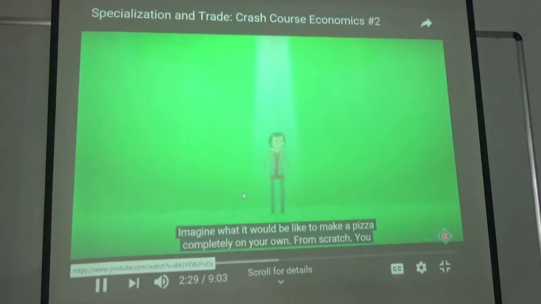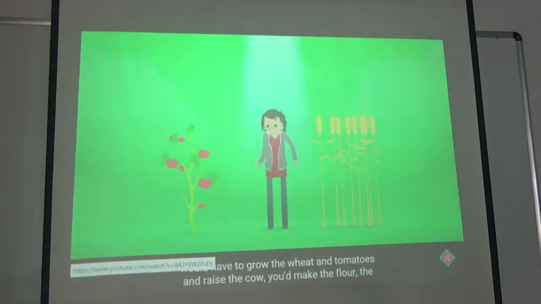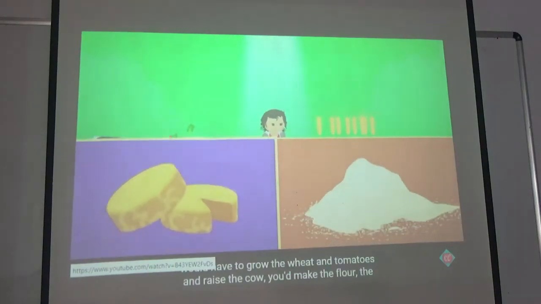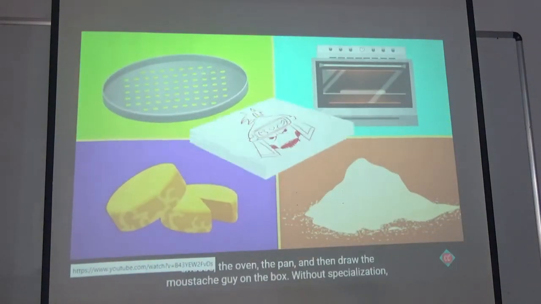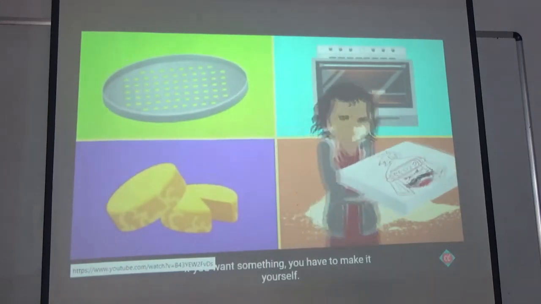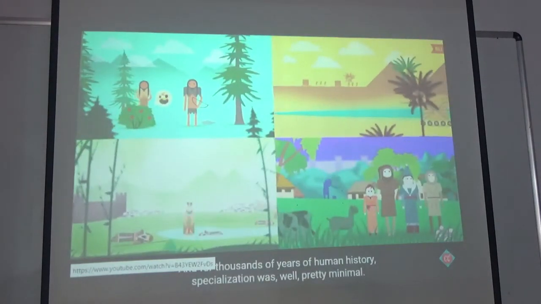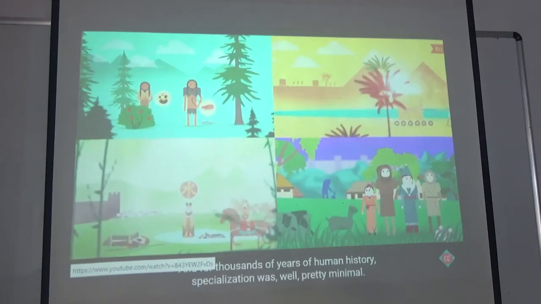Imagine what it would be like to make a pizza completely on your own, from scratch. You would have to grow the wheat and tomatoes and raise the cow. You would make the flour, the cheese, the oven, the pan, and then draw the mustache guy in the box. Without specialization, if you want something, you have to make it yourself. And for thousands of years of human history, specialization was, well, pretty minimal.